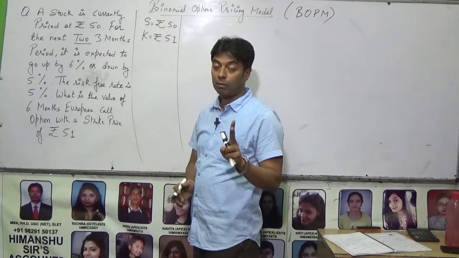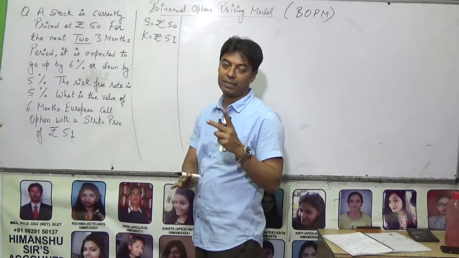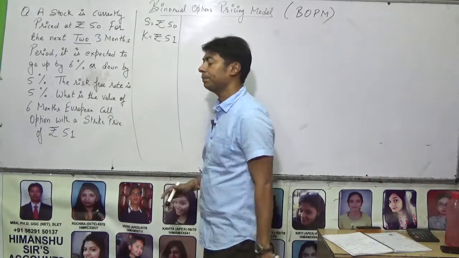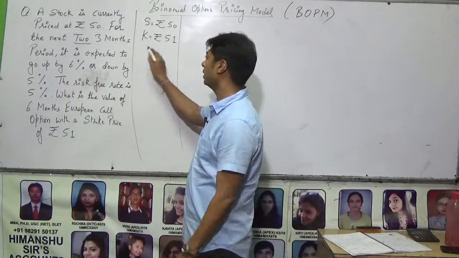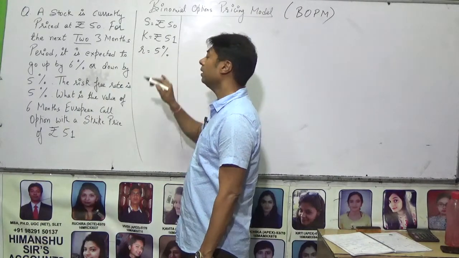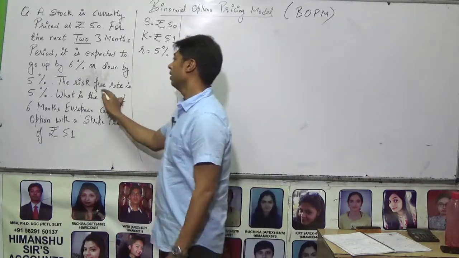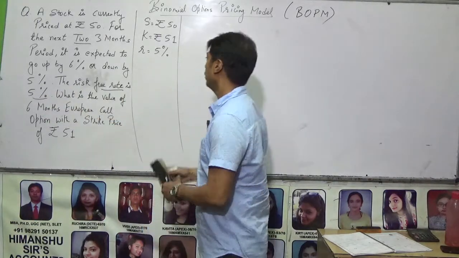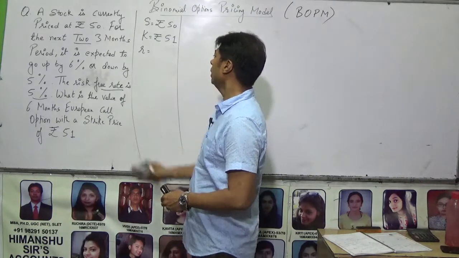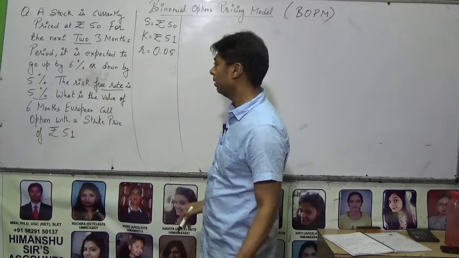So the first target is to find out the spot price as well as the strike price. Then you have to find out the risk-free rate. The rate of interest is 5%, which can be written as 0.05. Right? The risk-free rate of interest is 5%, so this 5% can be written as 0.05.